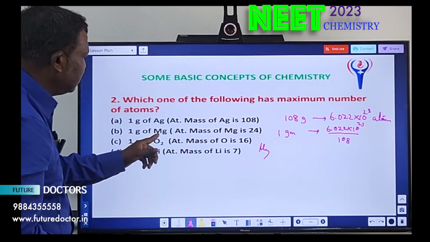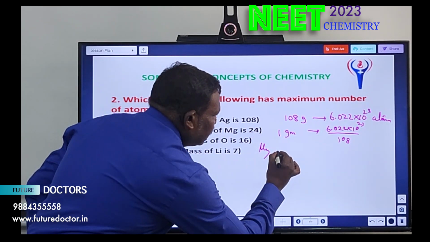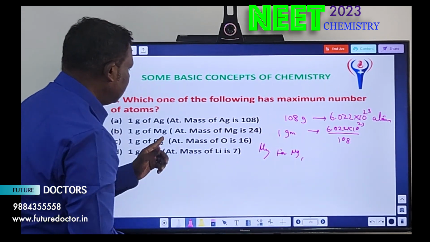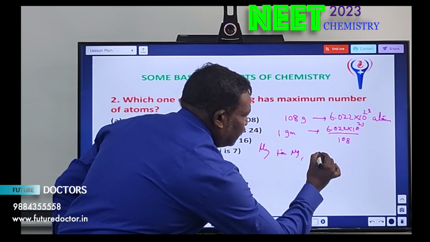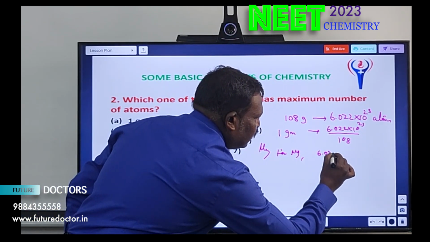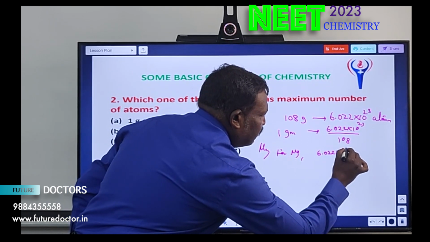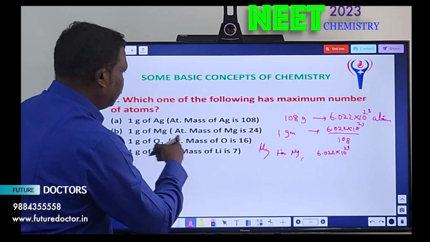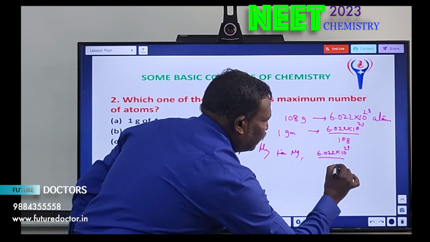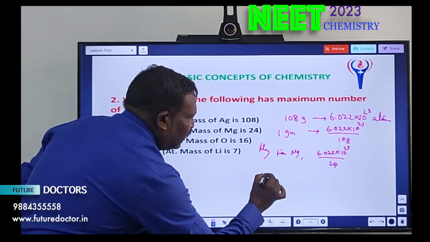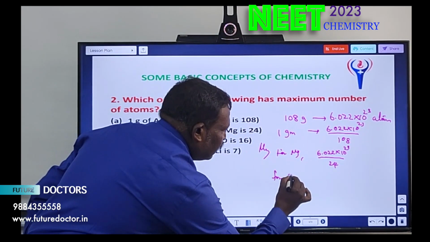Similarly, for magnesium, it is the same thing: 6.022 into 10 power 23 divided by 24. Understood?